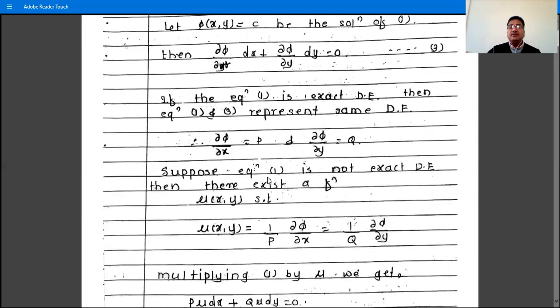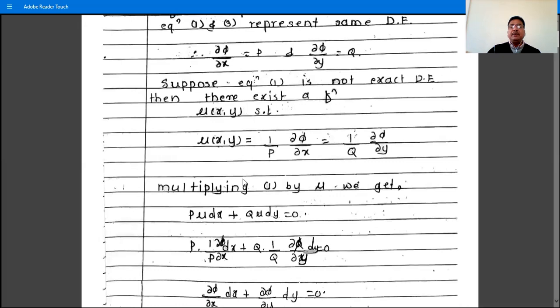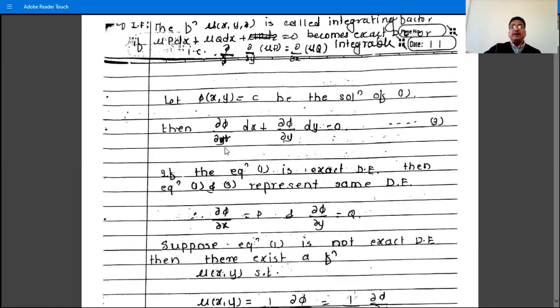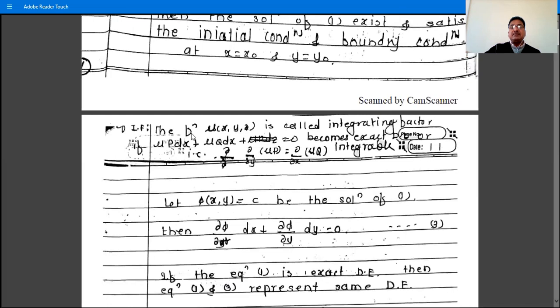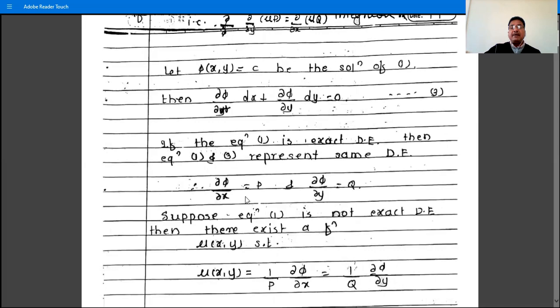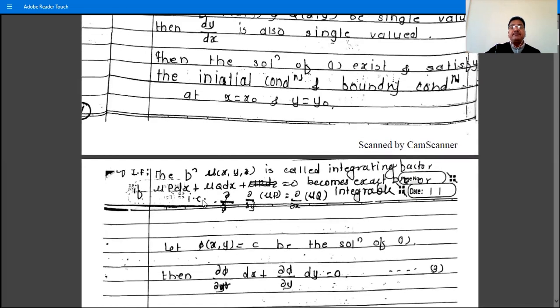Suppose the function in equation 1 is not exact. If it is exact, then we have ∂φ/∂x = P and ∂φ/∂y = Q. But if the given differential equation is not exact, then suppose we have a function μ(x,y) such that if we multiply this equation by μ(x,y), then μP becomes ∂φ/∂x. Then what happens after multiplying by μ? The equation becomes exact.